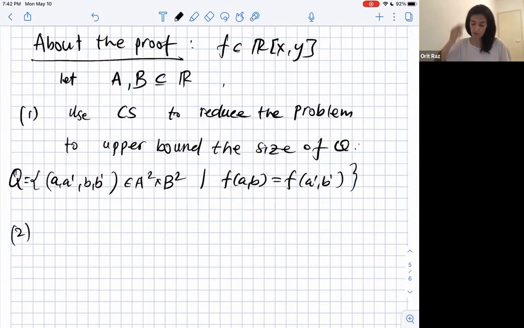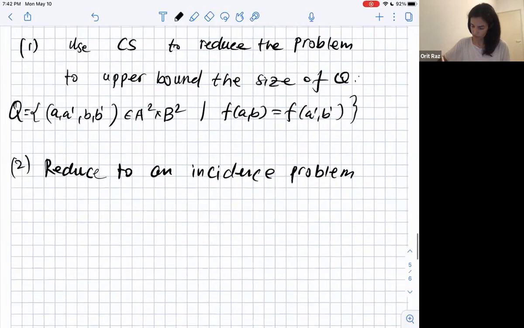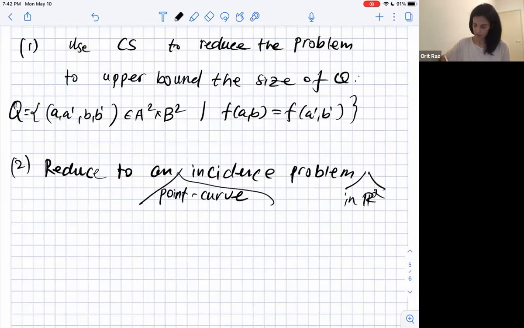And the idea was to reduce it to an incidence problem. So what is an incidence problem? So here it's going to be a point-curve incidence problem in the plane. So how do we do that? So we have this equation. So we want to know how many such quadruples satisfy this equation.